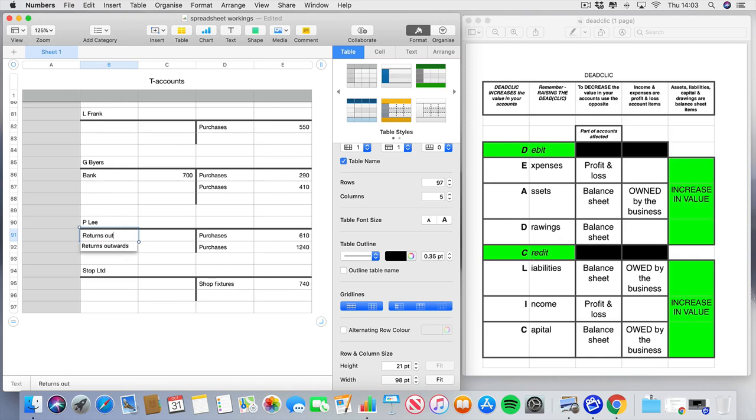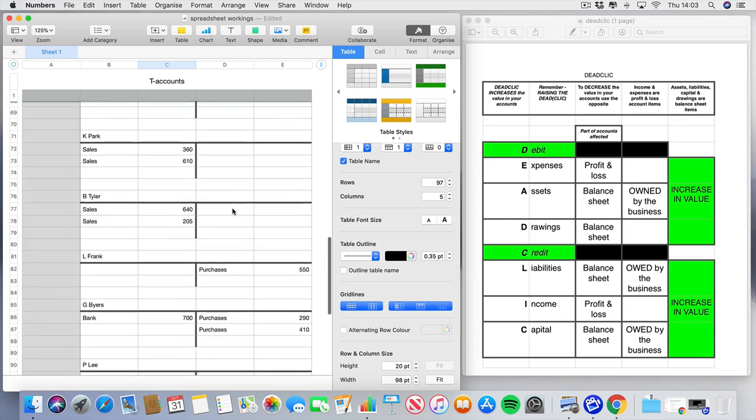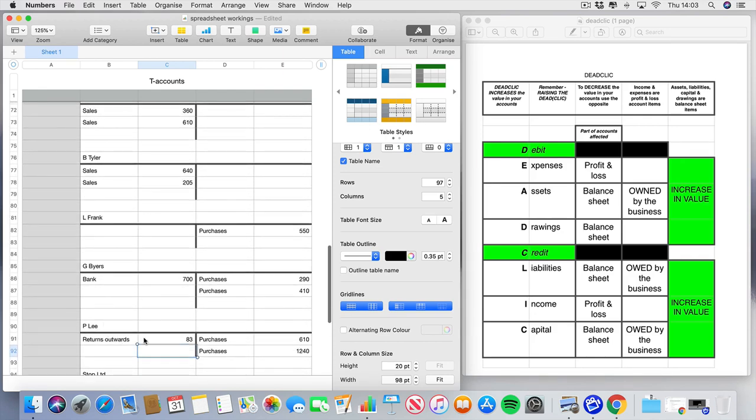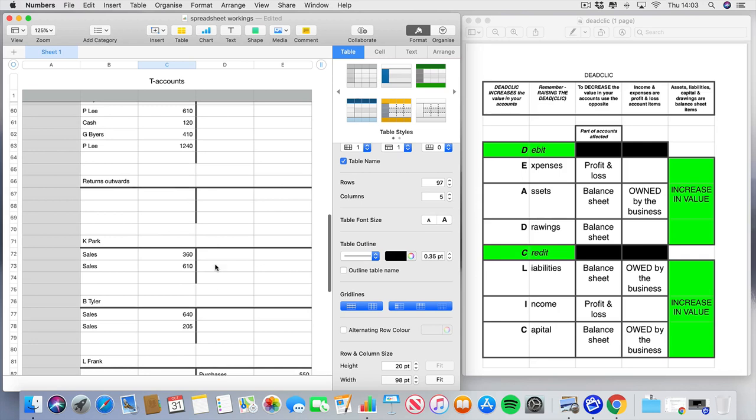So returns outwards, we're going to say, and that was for 83. So I should have a returns account here. There we go. So the returns account, so the P. Lee, it's on the debit side, so it stands to reason it's going to be on the credit side.